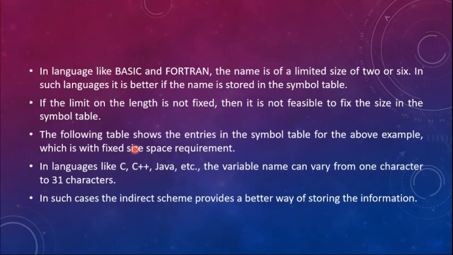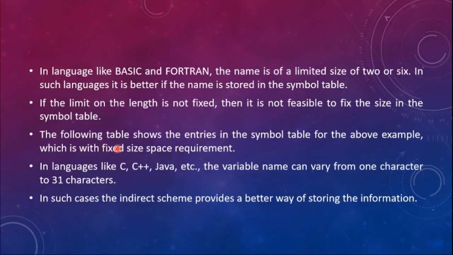In languages like BASIC and Fortran, the variable name is fixed size, which is very small, limited to either 5 characters or 2 to 6 characters. In such languages we can easily create the symbol table entries. If the limit on the length is not fixed, then we are not able to clearly maintain the symbol table entries for each and every variable or each and every entry in the symbol table.